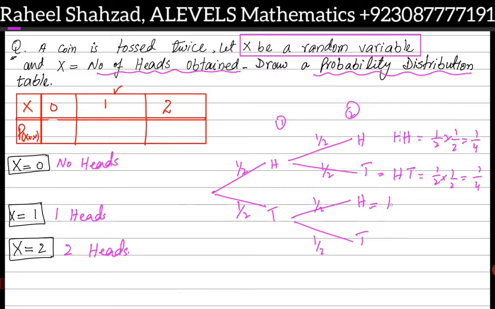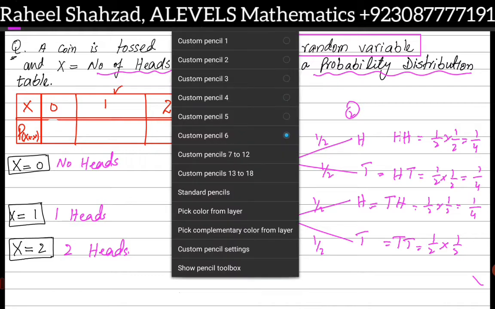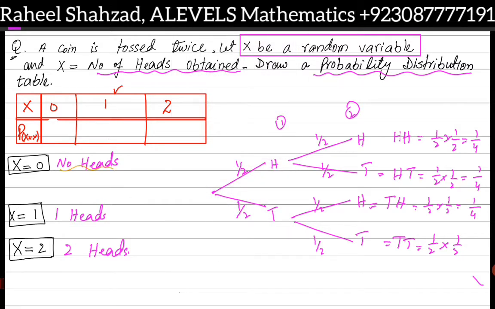Similarly, third could be tail head, that is again 1 by 2 into 1 by 2, and that is tail and tail, that is equal to 1 by 2 into 1 by 2. Now first of all, when we have no heads given, means we have only tail and tail, so that is equal to 1 by 2 into 1 by 2, that is equal to 1 divided by 4, right?